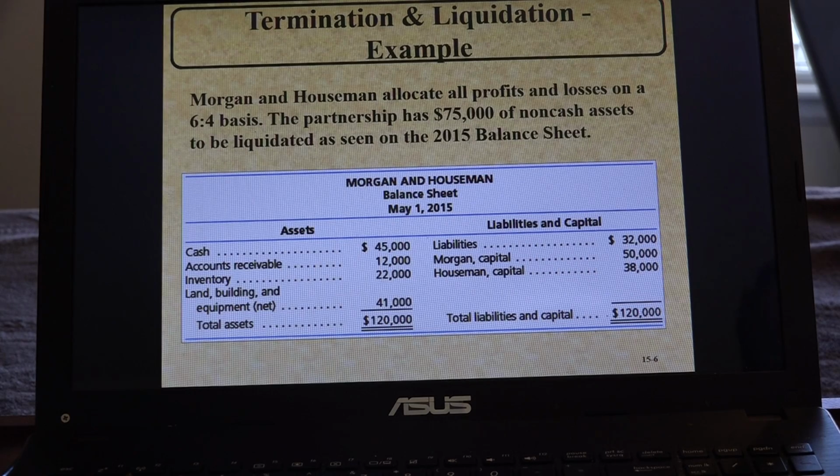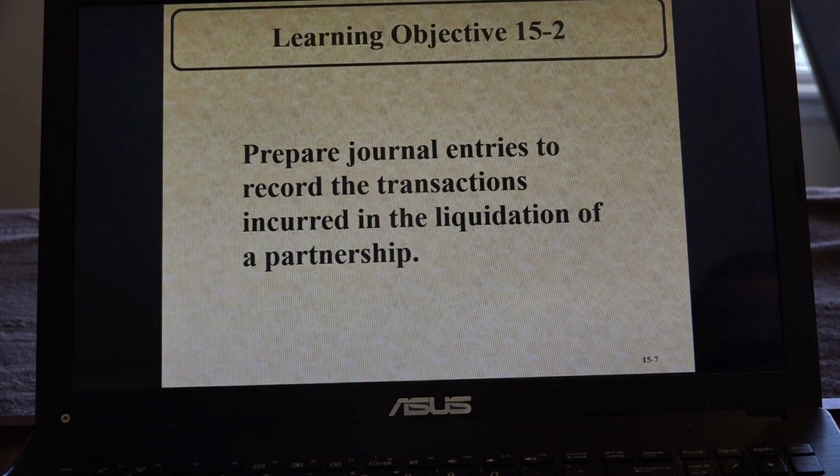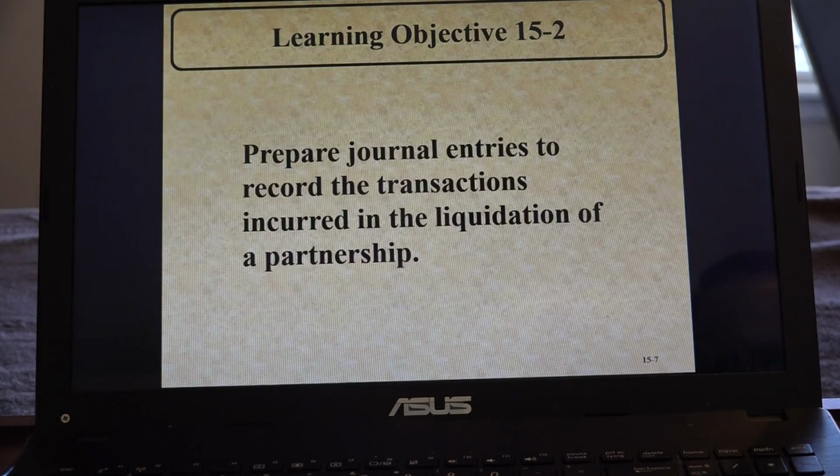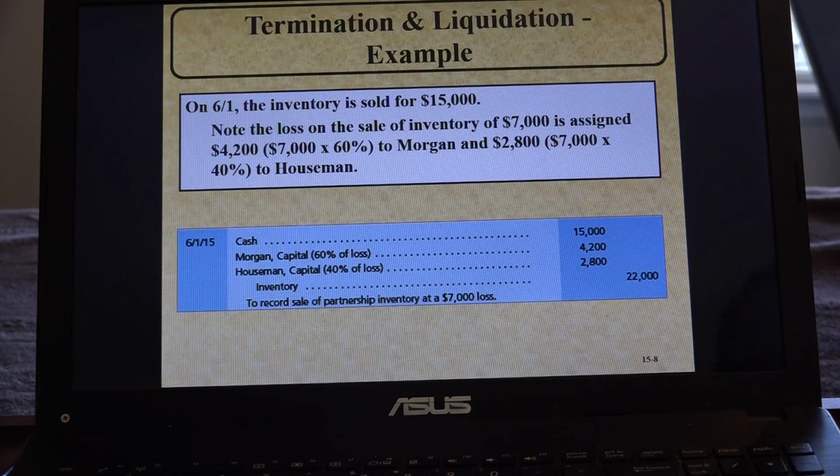Certainly, they have enough to pay off the liabilities already with the cash they have, but they still have to sell the non-cash assets to satisfy the two partners, plus the 13 excess in cash. And so here are some entries based upon some additional facts.